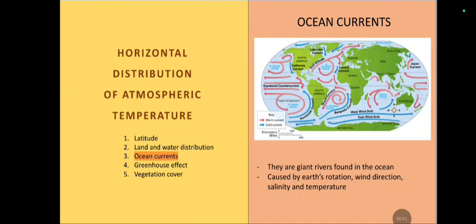The next factor is ocean current. Ocean currents can be called as giant rivers of water found in the ocean. They are caused by the flow of wind, Earth's rotation, salinity, and temperature.